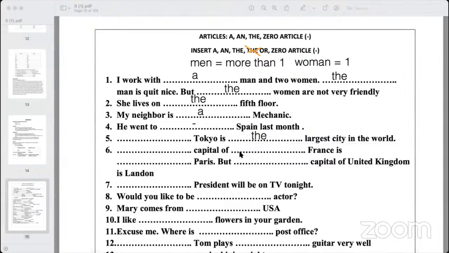Okay, so Cheryl has given me the answer in the chat. So it is the largest city in the world.